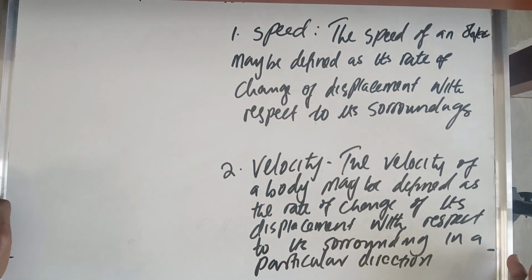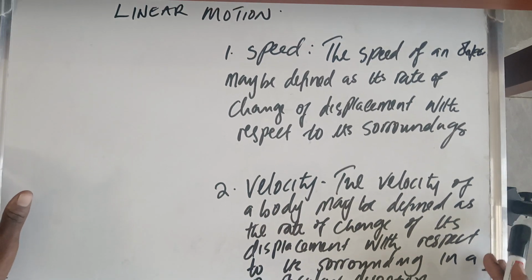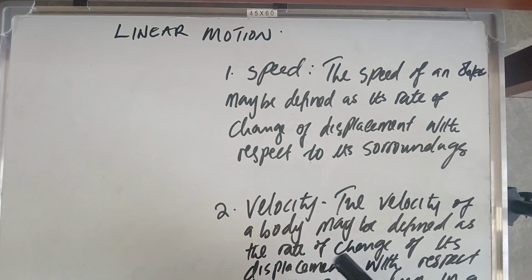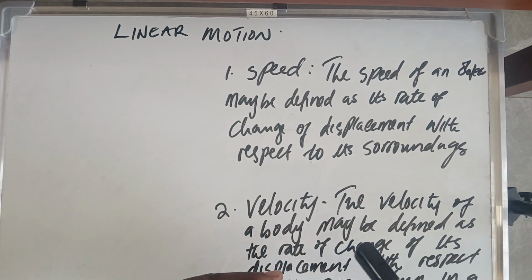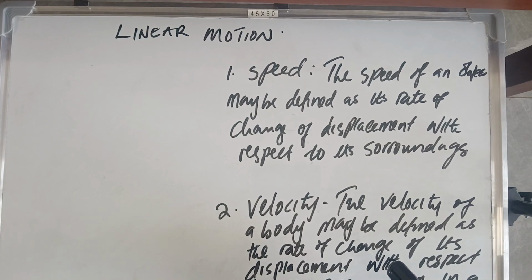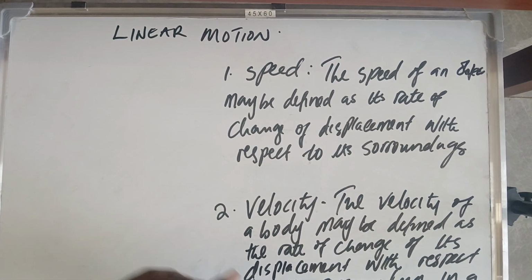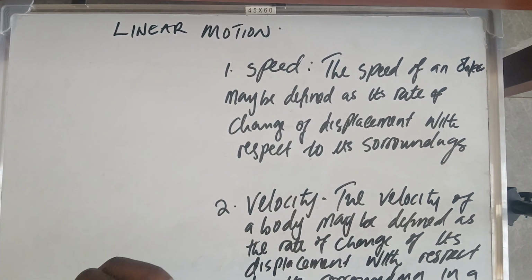Okay, so we can tell that the difference between speed and velocity is that velocity is a vector quantity because we are defining it as the rate of change of displacement with respect to a particular direction, whereas speed is simply regardless of direction. So it's very important for us to know these terms.